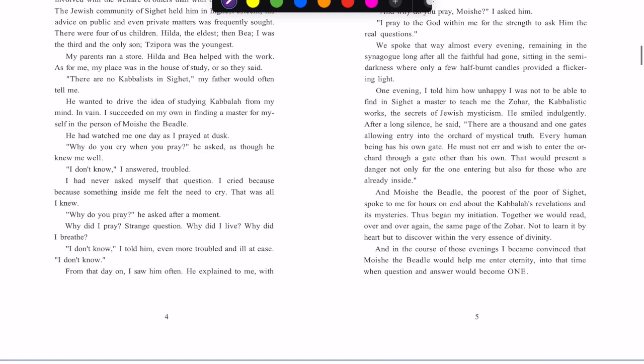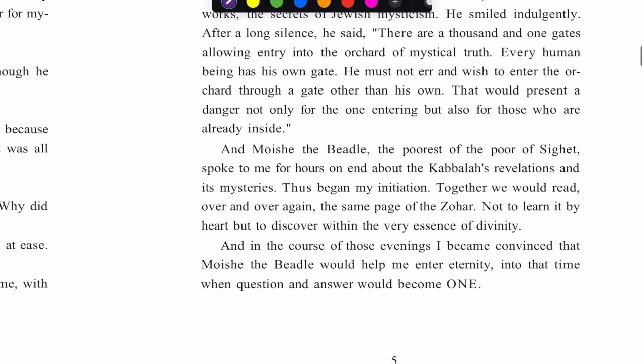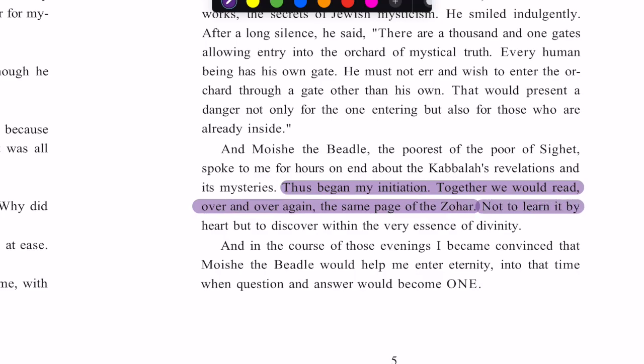Remember, he meets Moshe the beadle, who became kind of his religious and spiritual mentor. Remember, he says here, thus began my initiation. Together we would read over and over again the same page of the Zohar, not to learn it by heart, right? Eli wanted to think a little bit deeper. He wanted to discover the very essence of divinity. So we see that he was a very devoted individual.